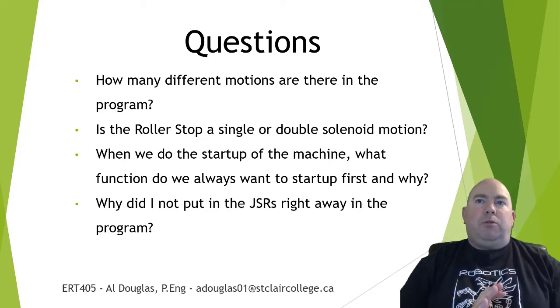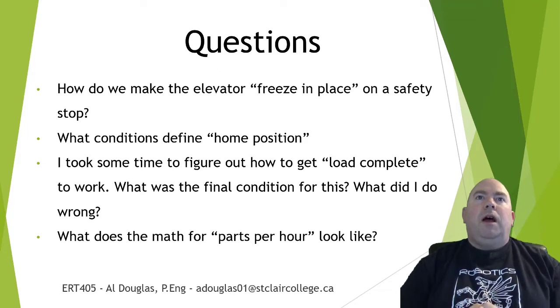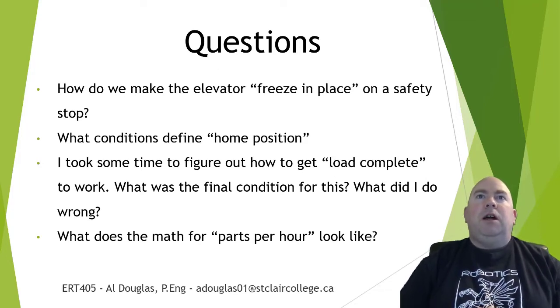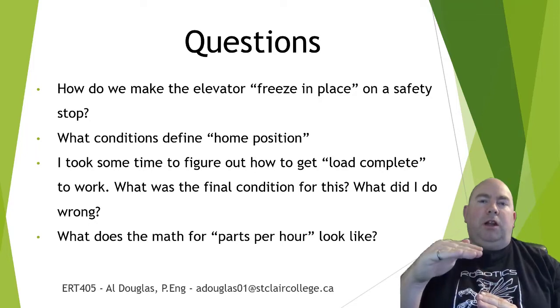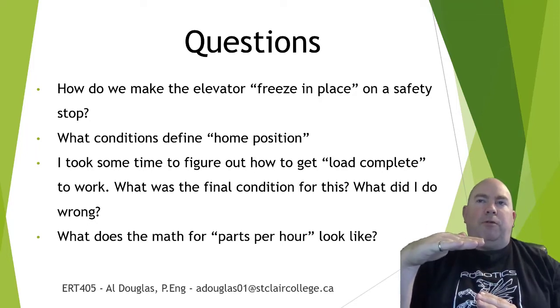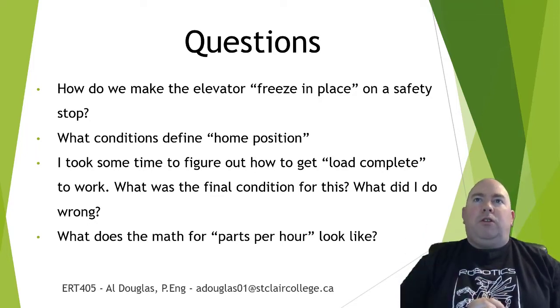You'll notice in this program as well, I don't put in the JSRs in the standard logic right away. There is a reason for that I talk about. So why don't I put the JSRs in right away? There is some logic in there to make the elevator freeze in place on a safety stop. So if the elevator is moving, if it's raising and you hit an e-stop, it'll actually just stop and freeze in place wherever it is. Describe what that logic is that makes it do that.